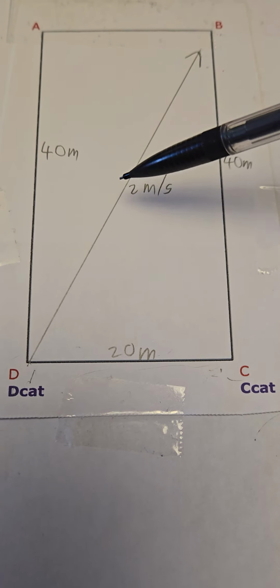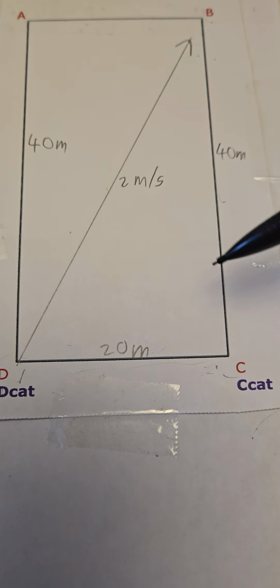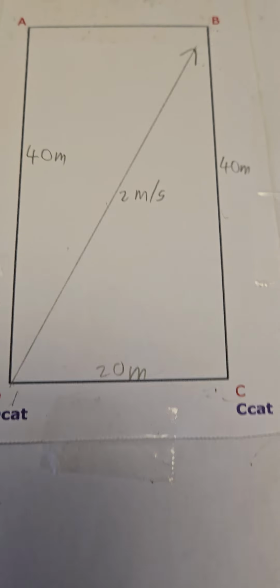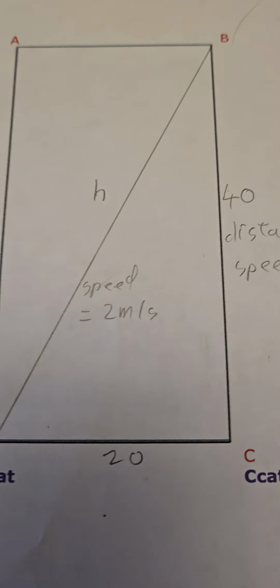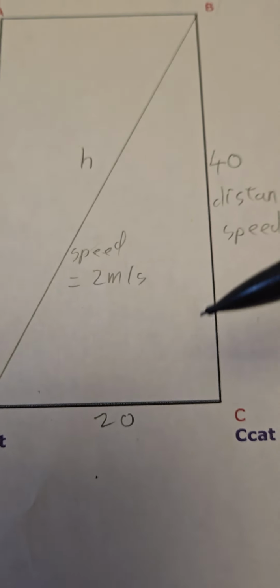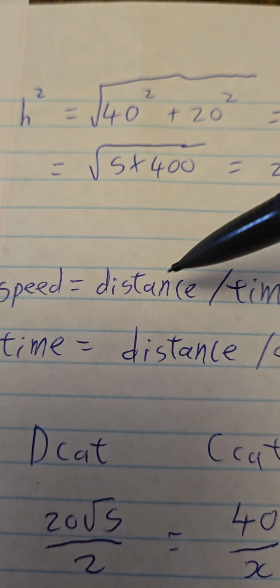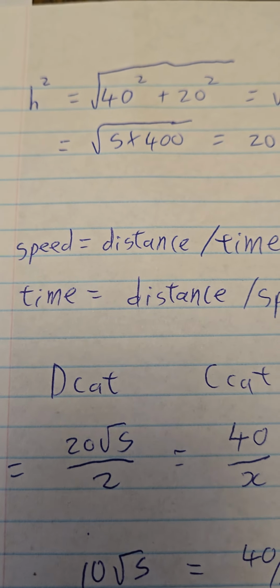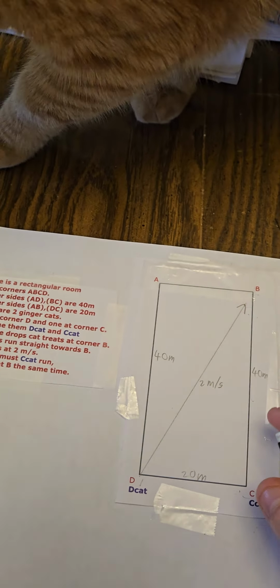One thing we notice is that to reach the food at the same time, both cats have to spend the same amount of time running. All right? And what we do know, if we look at the formula, is that speed is distance over time and time is distance over speed. So we need to calculate the distances and the speeds.